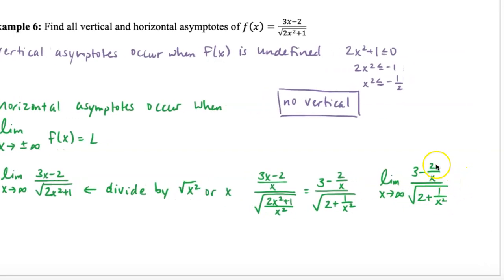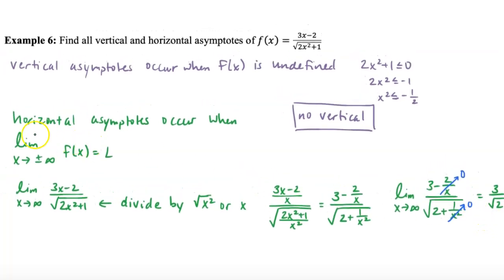And I know that whenever I have a constant in the numerator and a variable in the denominator, as x approaches infinity, these fractions are going to approach 0. So what's my limit going to be? In the numerator, I'm left with 3, and in the denominator, I'm left with the square root of 2.